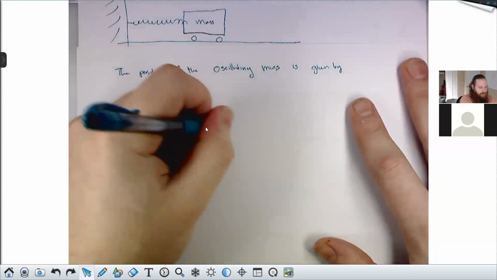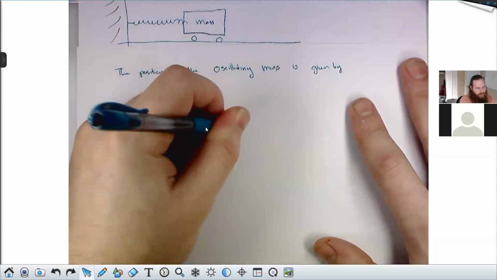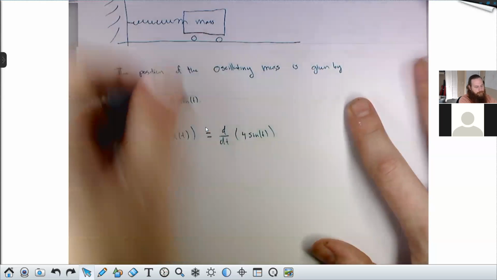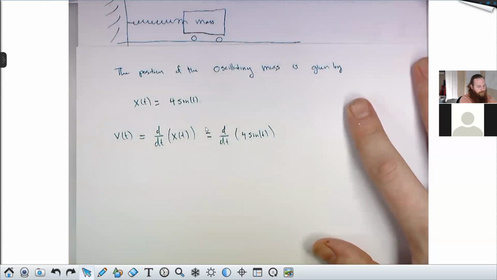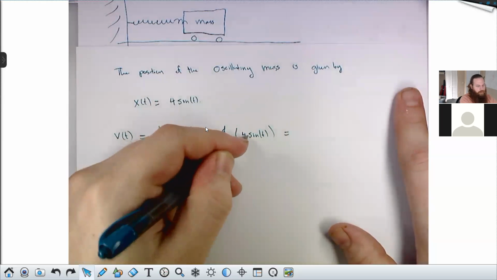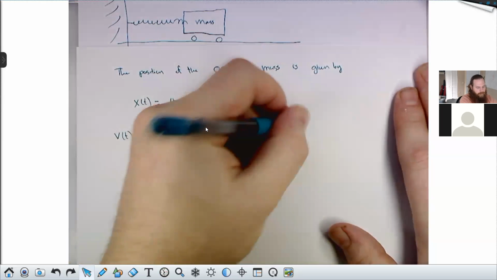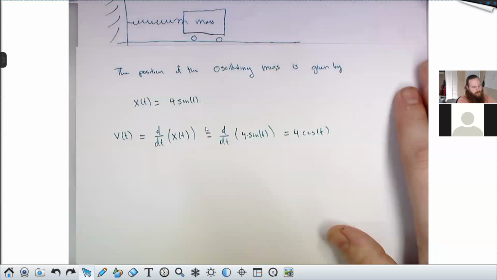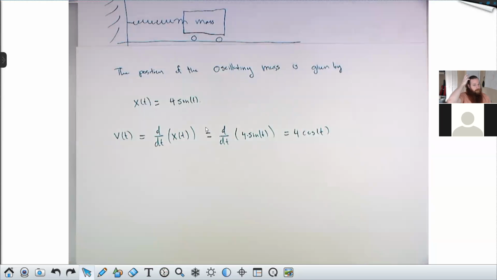So that's d/dt of 4 sine t. The 4 is a constant multiple, so it's going to come along for the ride. And the derivative of sine t is cos t. So the velocity function here is just 4 cos t.